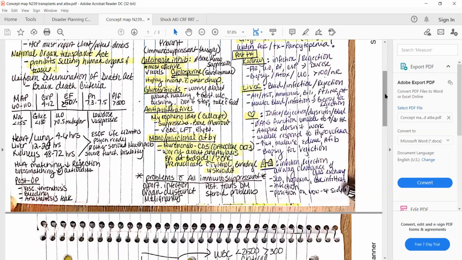So if you have a kidney transplant, what are we worried about? Post-transplant, kidney, we're worried about infection and rejection. Look at liver. Bleeding makes sense because liver makes clotting factors. Infection and rejection. Heart, infection, rejection. Dysrhythmia, of course, and bleeding. Lungs, infection and rejection. So look, in every organ system that's being transplanted, we're worried about infection and rejection.